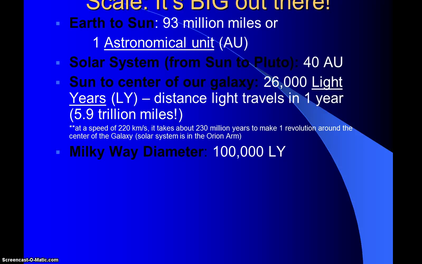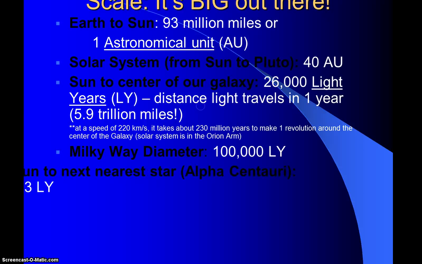The Milky Way diameter from one end to the other is 100,000 light years. So if there was a star on the other end and you were standing on a planet on one end, it would take light from that star 100,000 years to get to you. So you are seeing that star as it was 100,000 years ago. Think about that.